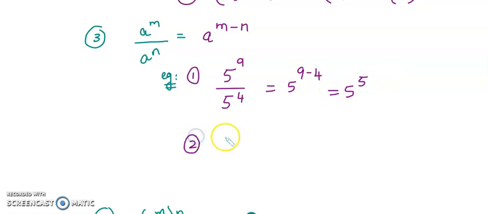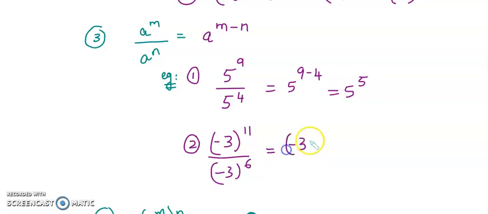Same way, if I take negative 3 to the power of 11 divided by negative 3 to the power of 6. So what will happen? The base is same, so you'll write it once and you'll subtract your powers, which is negative 3 to the power of 5. Again, a to the power m divided by a to the power n is equal to a to the power m minus n. The power should be subtracted if the bases are divided and the bases should be equal. Okay. So we have done the third law.